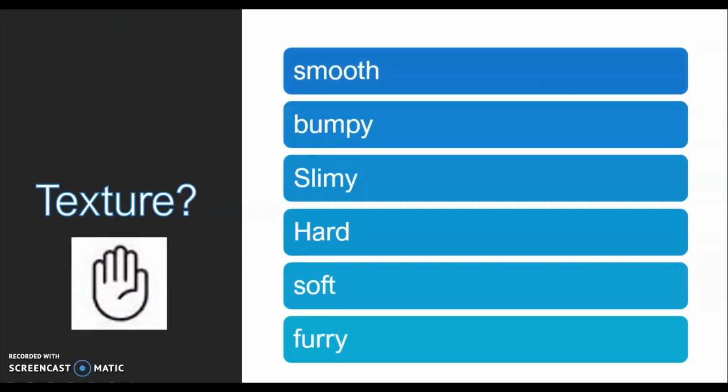Let's say that you want to describe how a noun feels. In this case, we're using our sense of touch. Some adjectives you might use are smooth, bumpy, slimy, for all you slime fans out there, hard, soft, or furry.